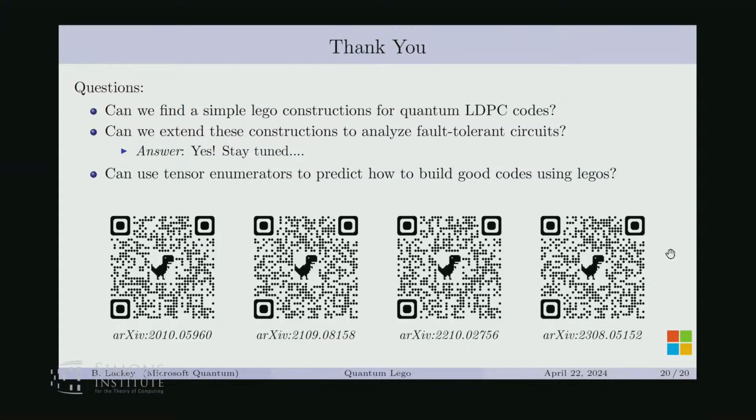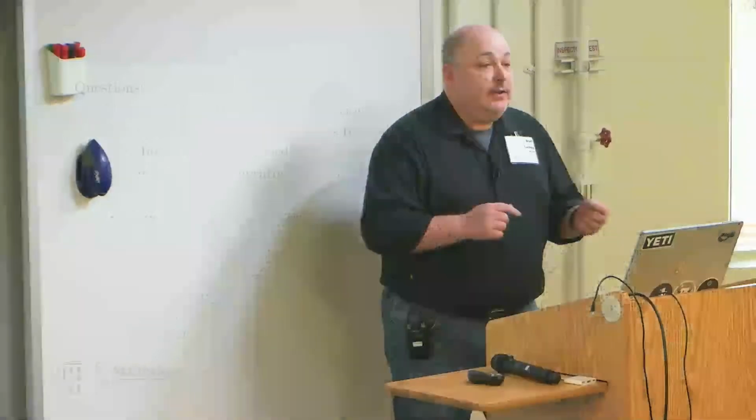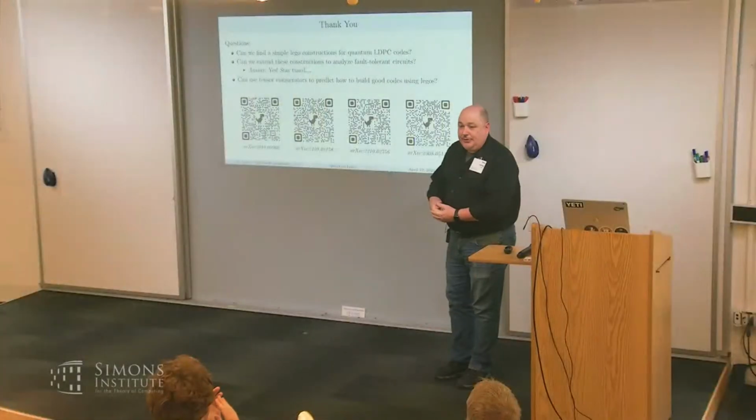And then finally, can we use tensor enumerators to predict how to build good codes from Legos? So in other words, can I machine learn or AI learn how to build codes? Well, what I need to know is how their enumerators behave when I grow them and then shrink them through tracing. Now that we have some method for actually doing that in an efficient way, it seems a very tractable problem. Don't know the answer to that one yet. All right, great. Thank you very much, and happy to take questions.